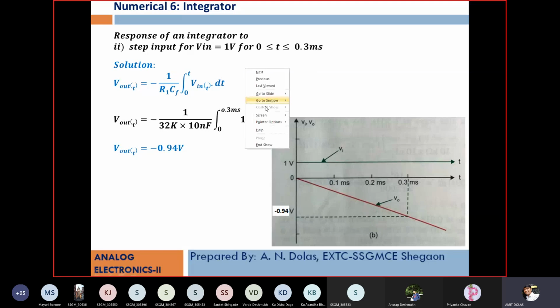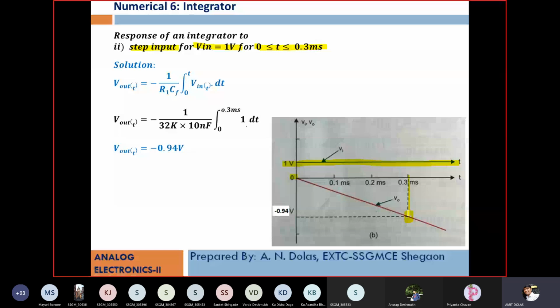Next, please cross check the calculations again. Response to a step input, where Vin is 1 volt constant. The step input is shown like this. It is a straight line. Here is 0 and 1 volt positive is shown with this straight line. It is applied to the integrator for the period of 0 to 0.3 millisecond. So I have shown here 0 to 0.3 millisecond. Here we need to find the output at 0.3 millisecond. So that's why I will put the limit 0 to 0.3 millisecond.